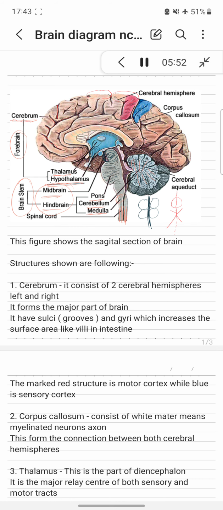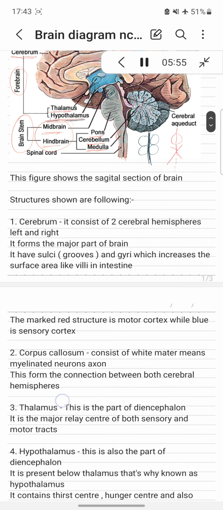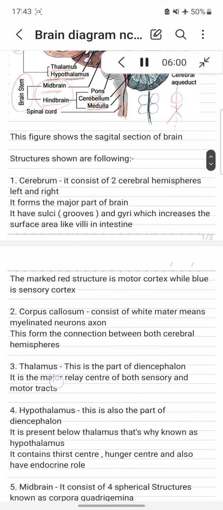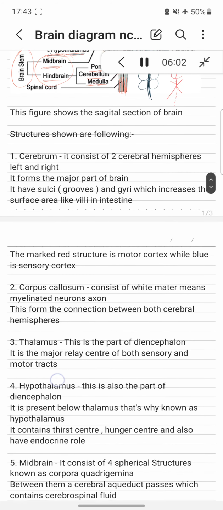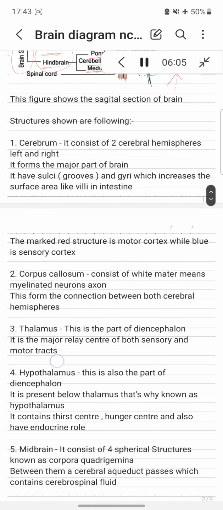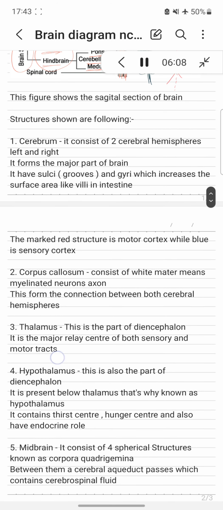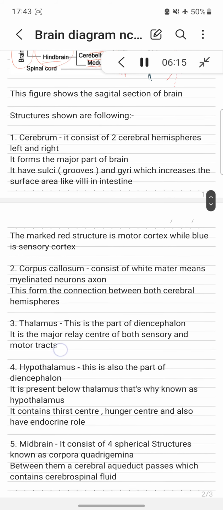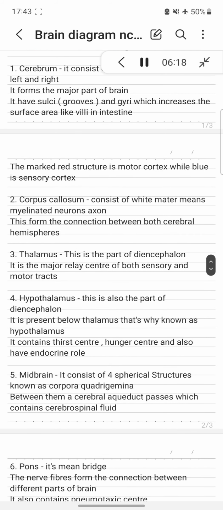Now let's read. This figure shows the sagittal section of the brain. Structures shown are as follows. Number 1 is the cerebrum. It consists of two cerebral hemispheres, left and right. It forms the major part of the brain. It has sulci, that is grooves, and gyri, which increase the surface area like villi in the intestine. The marked red structure is the motor cortex, while the blue structure is the sensory cortex of the brain. Corpus callosum consists of white matter, meaning myelinated neuron axons. This forms the connection between both cerebral hemispheres.